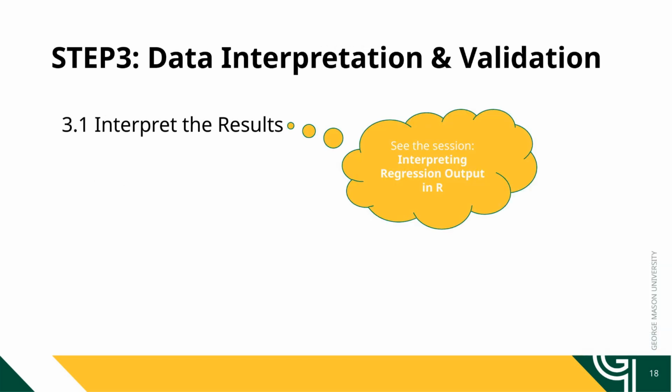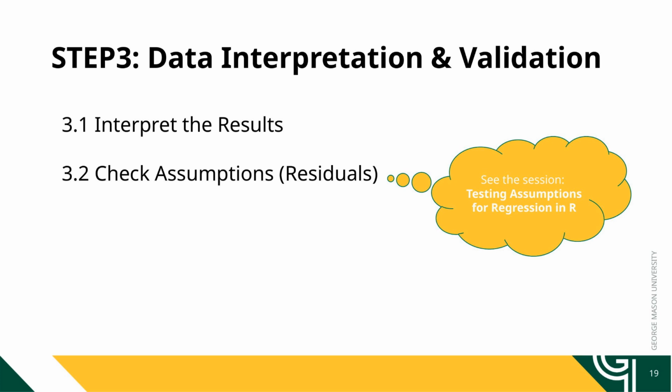Step 3, data interpretation and validation. Check details in interpreting regression output in R. Conduct the post-analysis assumption tests, checking the residuals to ensure that the results are valid and that the assumptions underlying the analysis were met. See testing assumptions for regression in R.